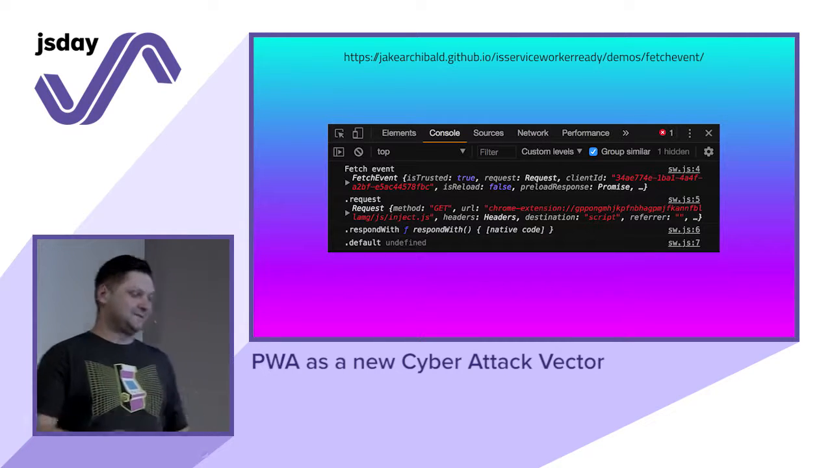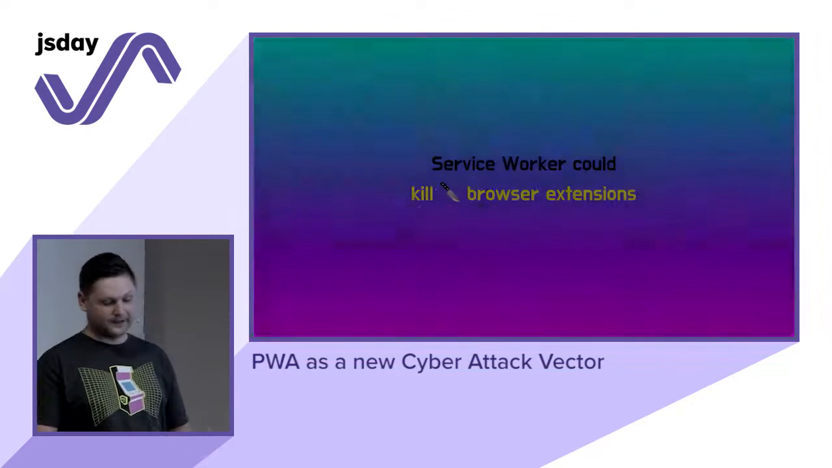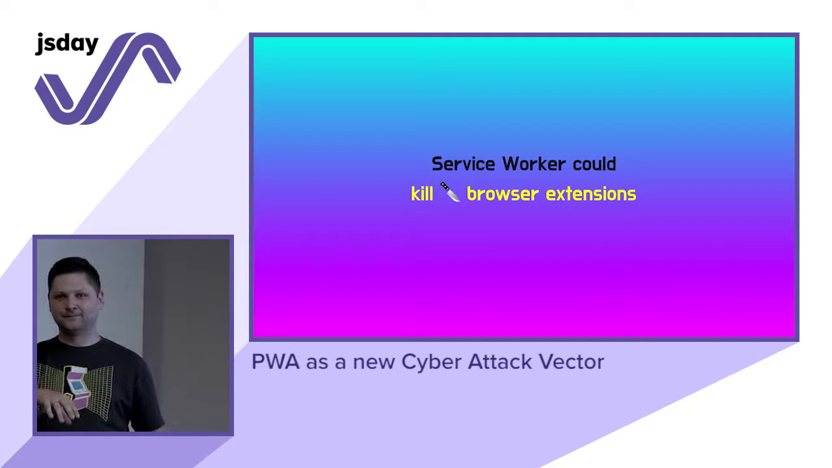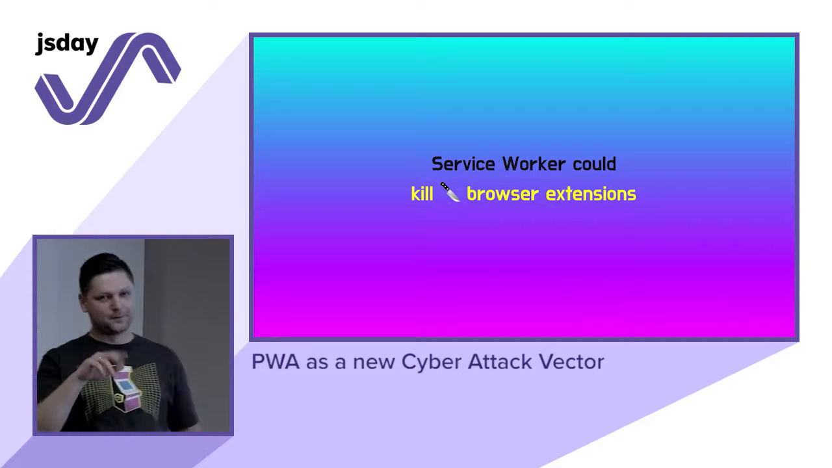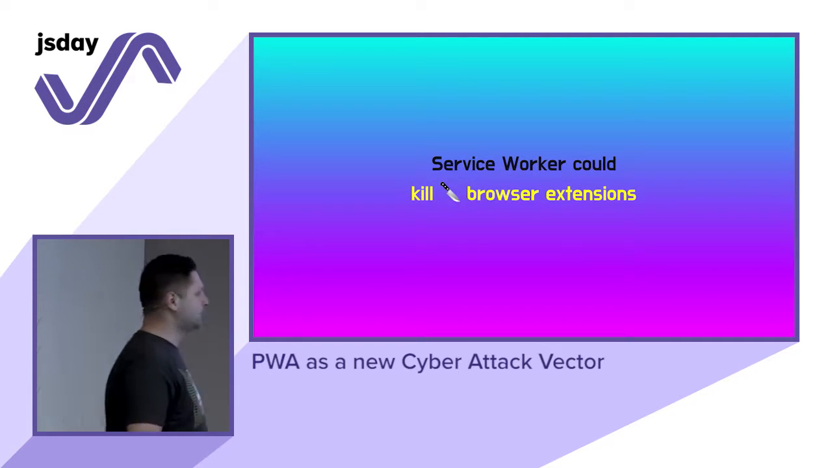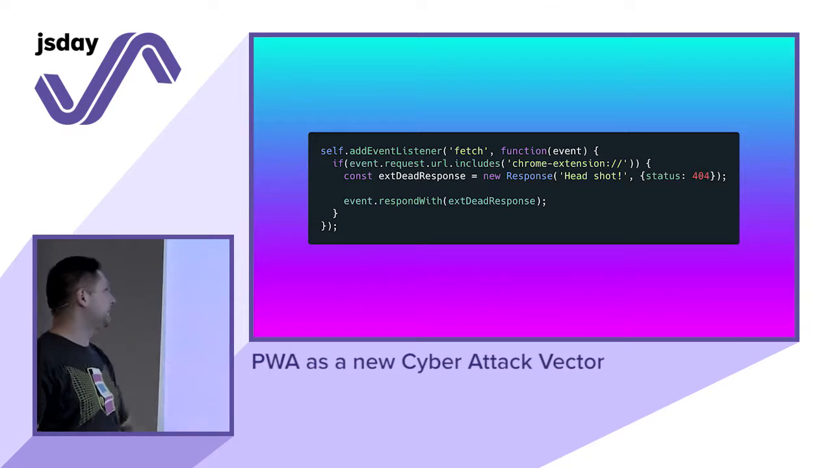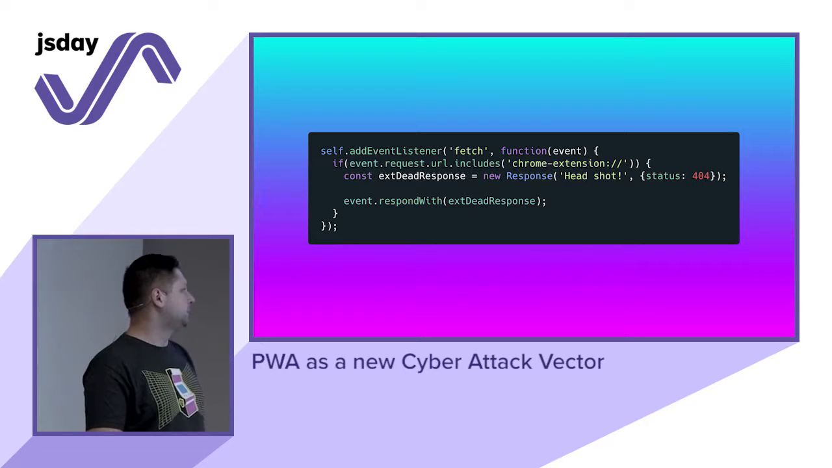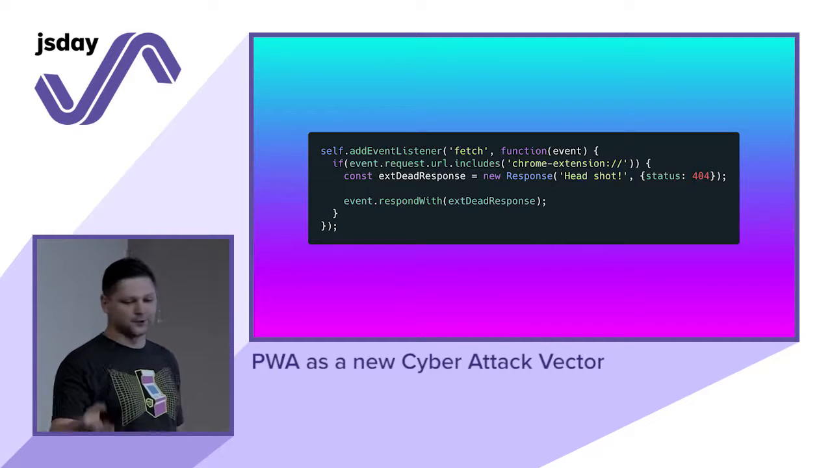So it's a big field to deal with. For example, I was wondering, when Chrome loads extensions, it uses an internal Chrome protocol, and that also goes through the service worker. So actually we can kill every extension in the browser. To do this, we just add an event listener for fetch requests, filter requests to Chrome extensions, and just return an error response instead of the actual script.